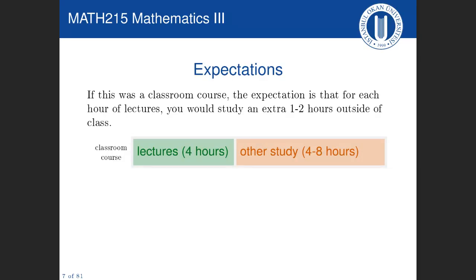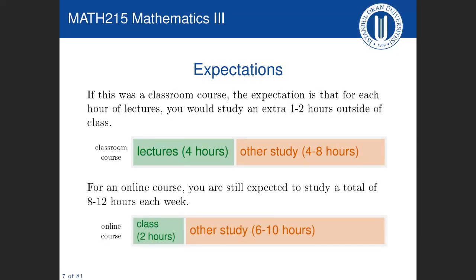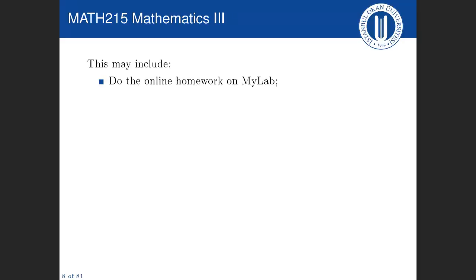If this was a classroom course, then you would have 4 hours of lectures every week. And the expectation is that for every hour of lecture, you would study another 1 or 2 hours outside of class. So if this was a classroom class, you would be expected to study somewhere between 8 and 12 hours every week. For an online course, that's still true. You're still expected to study between 8 and 12 hours each week. But because we only have 2 hours of class time, that means you're going to be studying by yourself for an extra 2 hours.